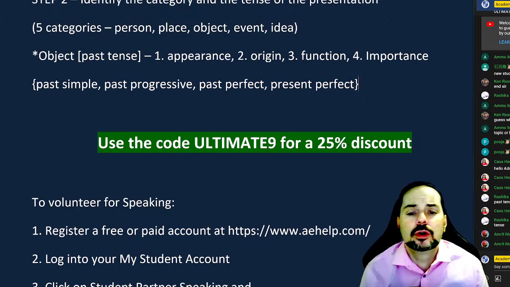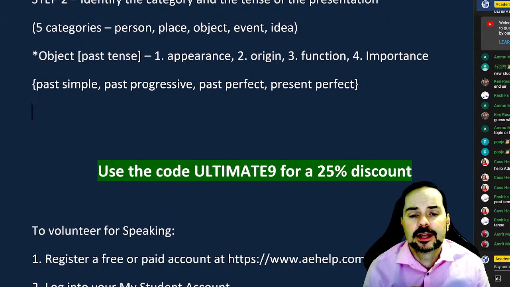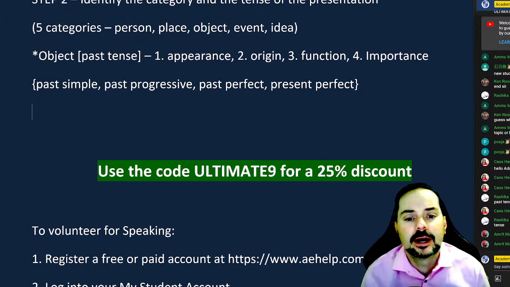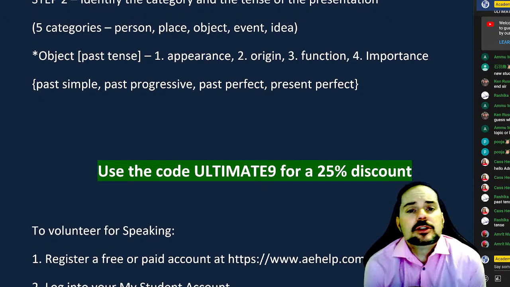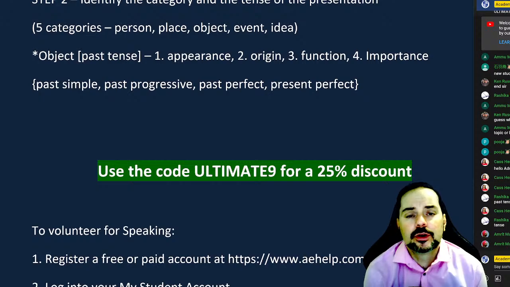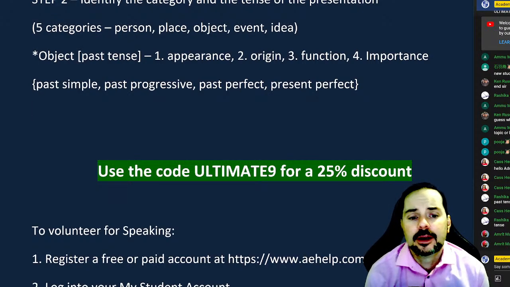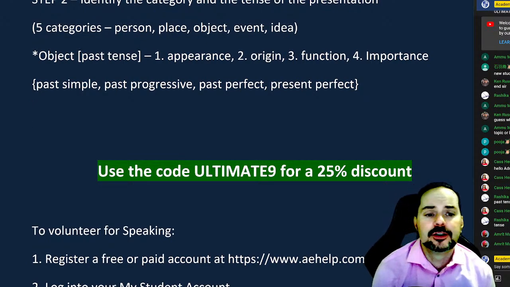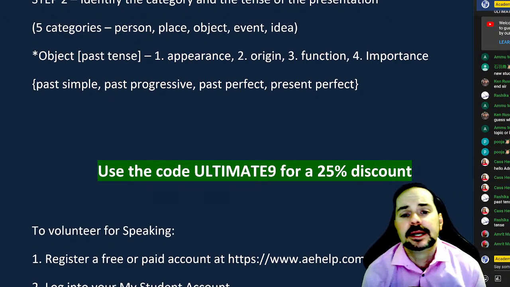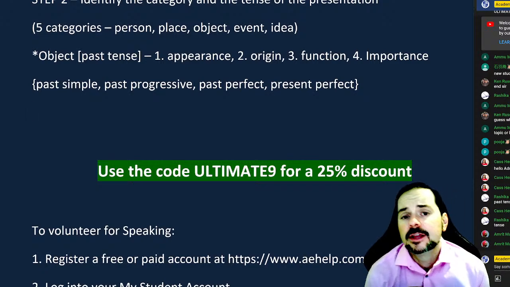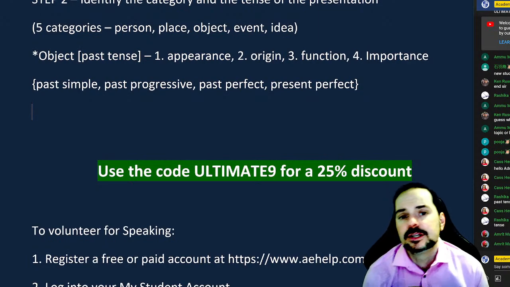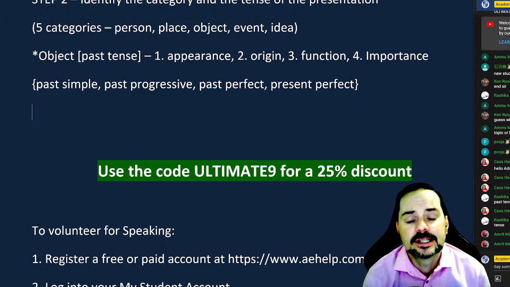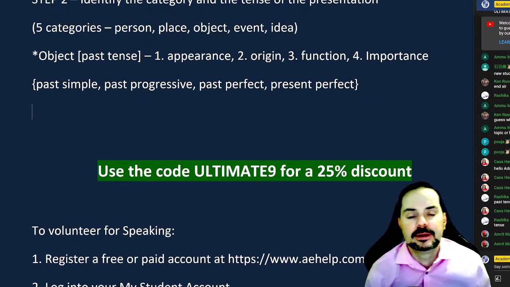Okay, so you've realized that, all right, here I'm talking about an object. I need to include these elements, and this is all you can do. So, like I say, you can't guess your exact questions on the IELTS exam. That's not possible, so don't even try. It won't work. Just focus on understanding how to talk about people, places, objects, events, ideas. Then when you get one of these, because it will be one of these, then you will know exactly how to talk about it, and it'll be very effective.